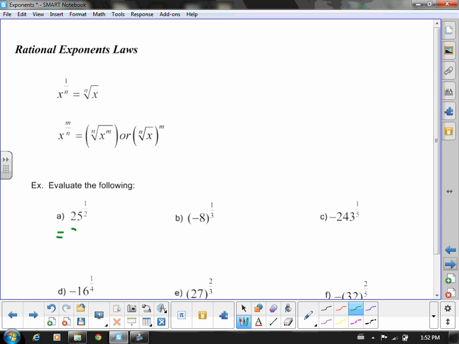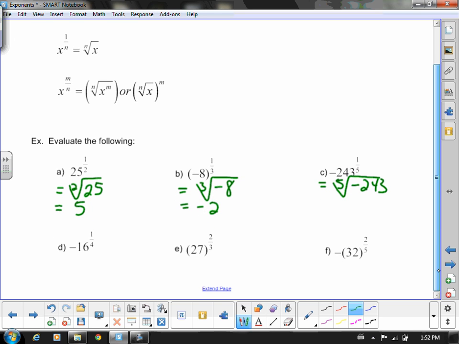So as we just saw, this becomes the square root of 25, so our answer is 5. This one becomes the cubed root of negative 8, so we get negative 2. This becomes the 5th root of negative 243, which equals negative 3. Negative 16 to the 1 over 4. So we're going to take the 4th root of negative 16. If you try to do this, you're going to get an error. So this has no solution.